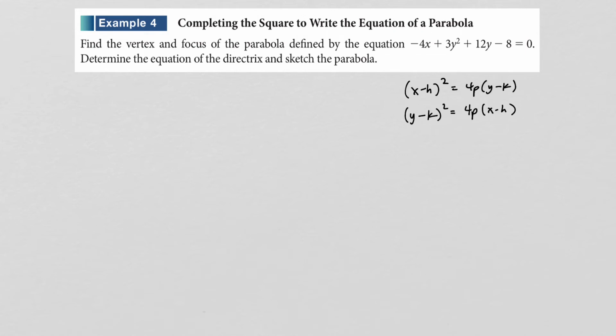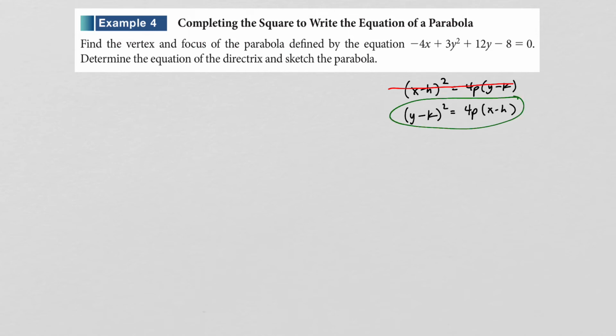And we have 2 possibilities for this. It's either this one here, and that's for a vertical parabola, or it's this one here, and that's for a horizontal parabola. So which one is it? Well, if you look at your equation, you can see you have a y squared, but you do not have an x squared. So it cannot be this one, because that would have an x squared. It has to be this equation here.